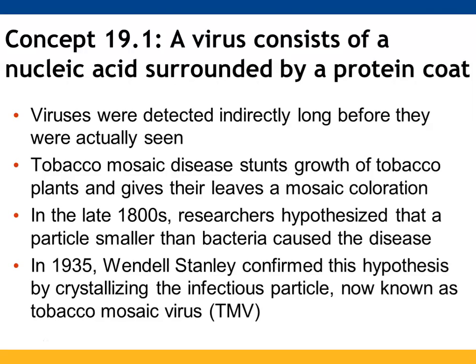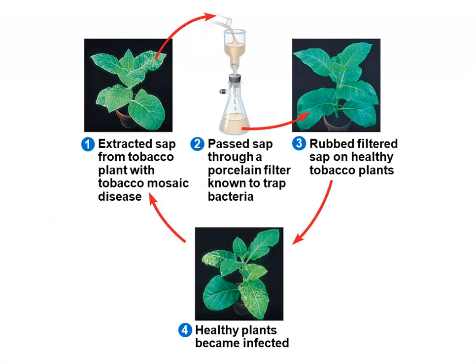One example of this was with tobacco mosaic disease. This disease basically stunts the growth of those plants and leaves them with this mottled mosaic coloration on their leaves. And it was thought back in the late 1800s that perhaps there were some particles smaller than a bacterium that was the source of this disease. And Wendell Stanley was first able to confirm this hypothesis in 1935. He crystallized that particle and it is now known as the tobacco mosaic virus, TMV. And so there you can kind of see that process.